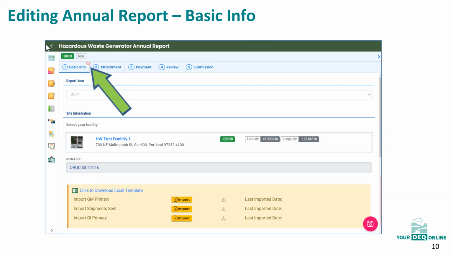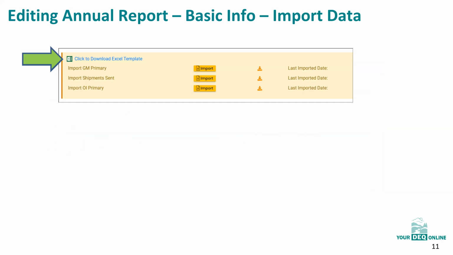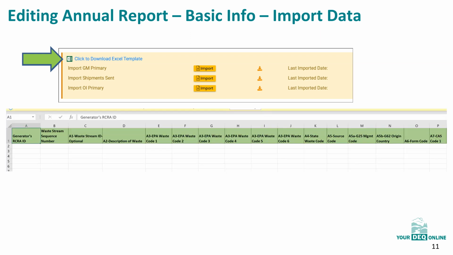The next area that I'm going to point out here is this manila folder colored section that's titled Click to Download Excel Template. So the next section of this basic information tab is the description of the hazardous waste stream. And there are 2 options for entering this information. The first option here is to import this information from this Excel template. So if I click the download Excel template, it comes up with an Excel file.